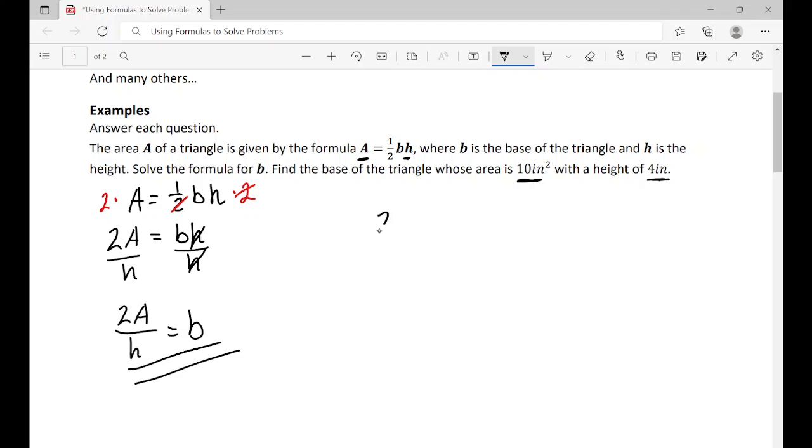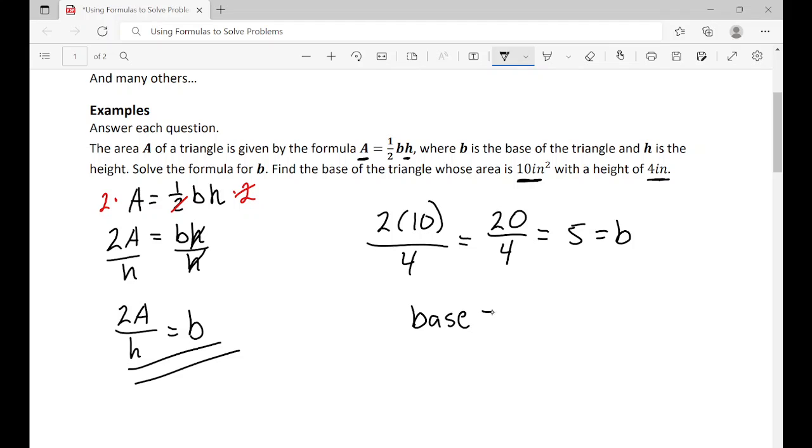So we're going to get 2 times 10 over 4, and I dropped the inches because you don't really need it. We're just going to focus on the numbers themselves, which is going to equal 20 over 4. And then 20 over 4 is going to equal 5, which is B. So the base is equal to 5 inches. And there's our answer for the first one.